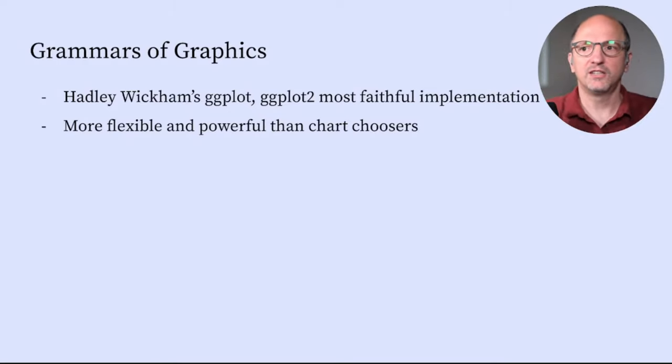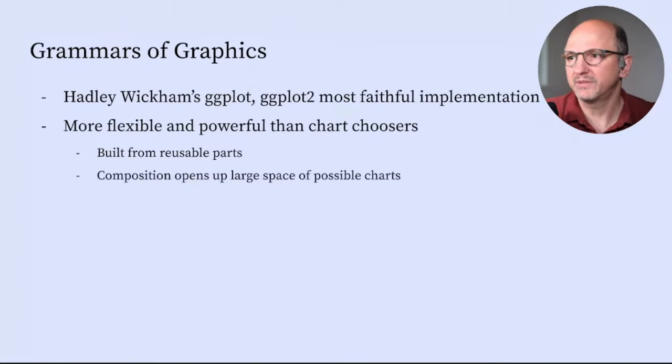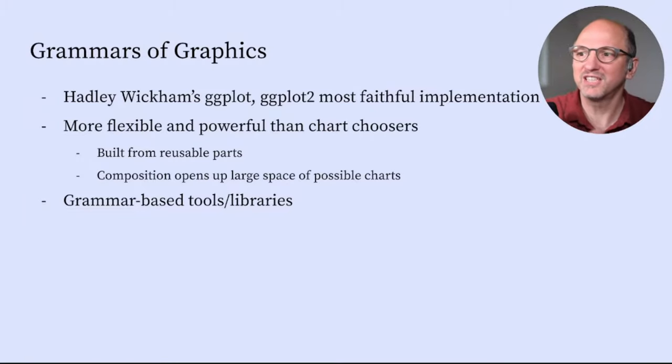So if you've ever looked at the list of charts you can build in Excel or in Google Slides or Google Sheets and so on, and you didn't find the thing you wanted, well, maybe you can build it yourself if you have a grammar-based approach. But yeah, so it's built from reusable charts. I forgot that I put those points here, but I've already kind of said this, right? So this is basically reusable parts that you can compose to build other things with.